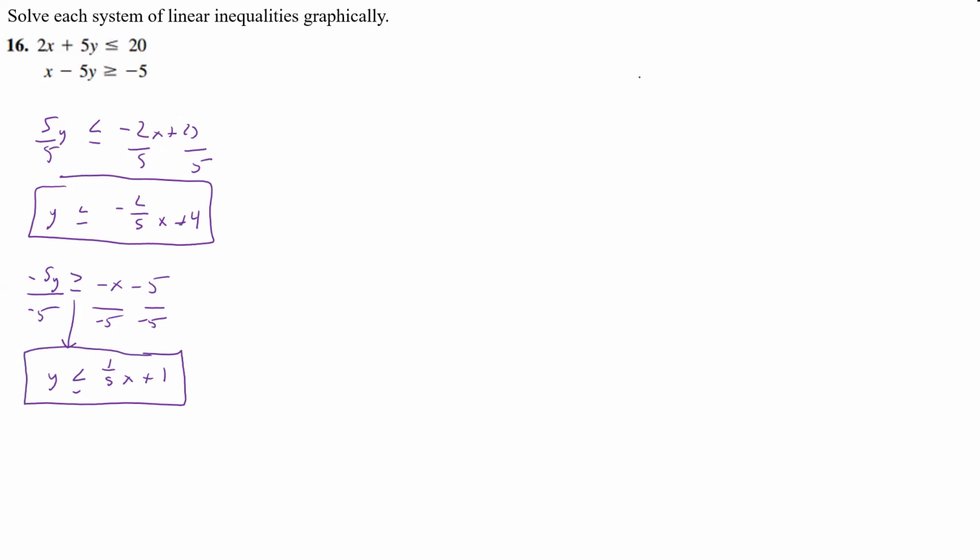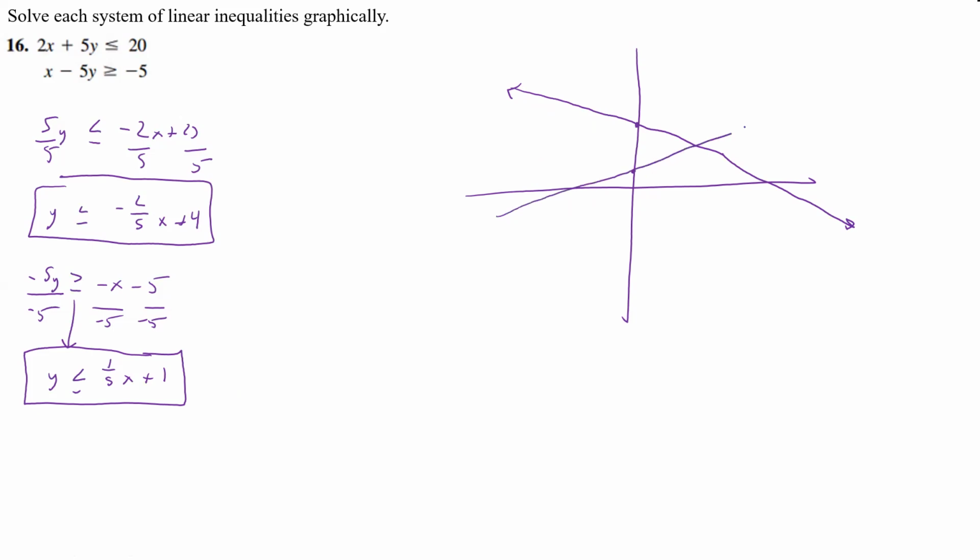And so now we graph them. What we have is something that starts at (0, 4), and then it's going to go down 2, right 5. It's less than or equal to, so it's a solid line. So it's going to look something like that, again not exact. And this one's going to start at 1, somewhere about here, and it's going to go up 1, right 5. So it's going to do something like that. Again, not perfect. I only want us to do it kind of graphically.